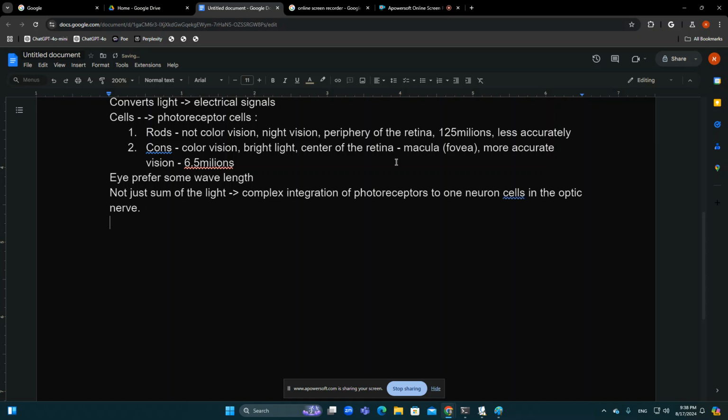Yes, so we are not just getting all the light from all the places going to the brain through electrical signals throughout the optic nerve. It's a complex integration of every bunch of photoreceptors that initiate the signals of a fiber of neuron. Okay?